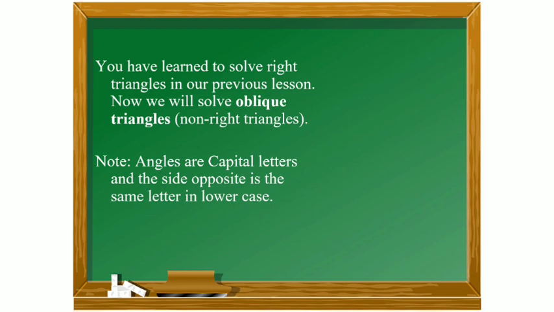But take note, angles are capital letters, and the side opposite is the same letter in lowercase, just like this oblique triangle. So in this oblique triangle, angle A and its opposite side is side a, which is written in lowercase. And this is angle B. Its opposite side is side b. And angle C, its opposite side is side c.